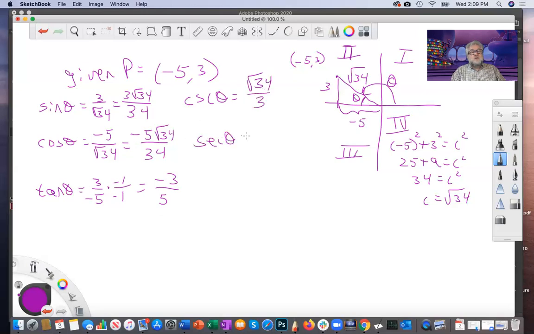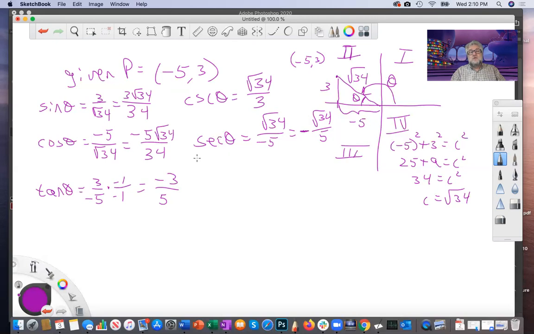Secant theta, 1 over cosine, this flips. Radical 34 over negative 5. We're not going to write it that way. Negative radical 34 over 5. Or maybe you want to put the minus sign out here. I don't like doing that because sometimes I write them too close to the division line and I forget they're there. So I like to write them in the numerator, but you do whatever you want.